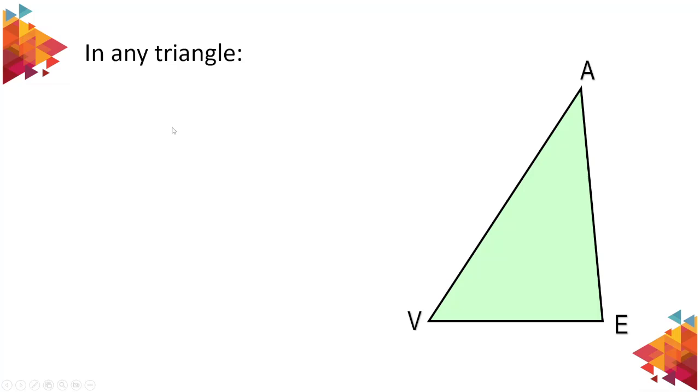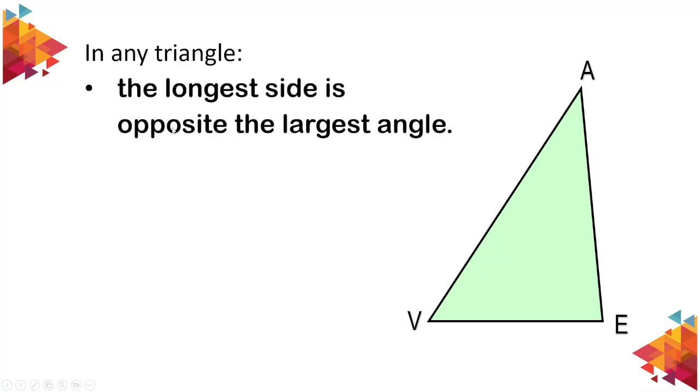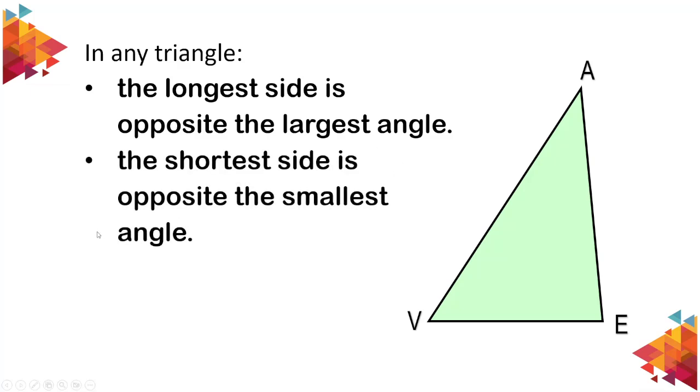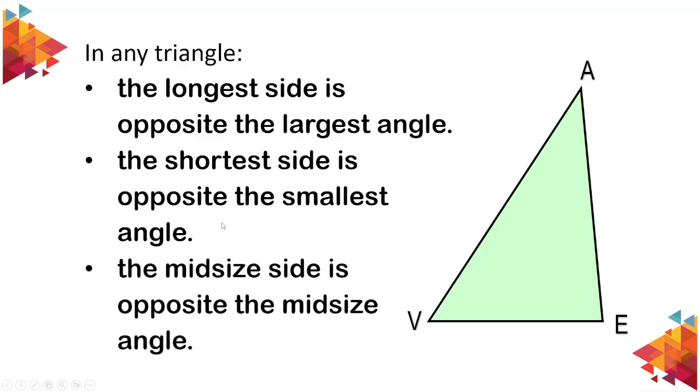So in any triangle, say this one, the longest side is opposite the largest angle, the shortest side is opposite the smallest angle, and the mid-size side is opposite the mid-size angle. So that's it, as simple as that. That's the relationship. Now let's go with our example.